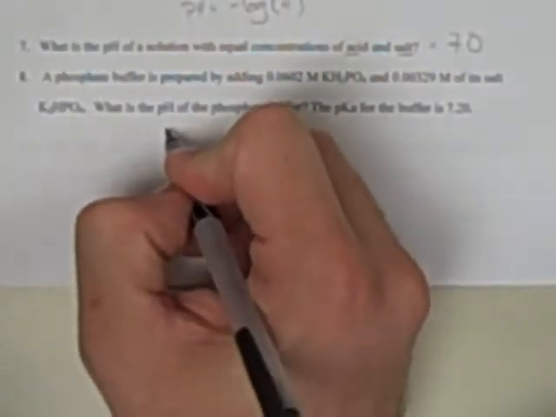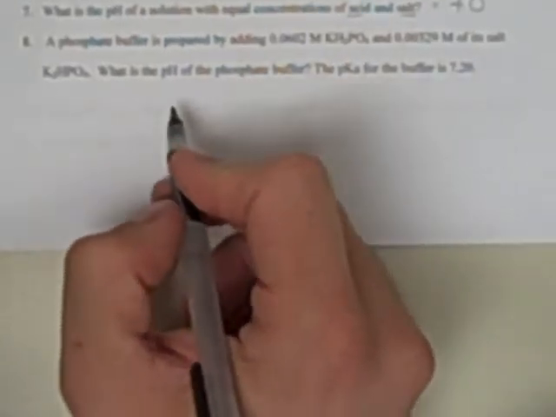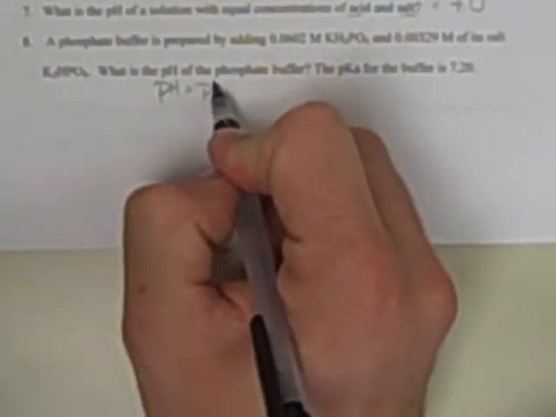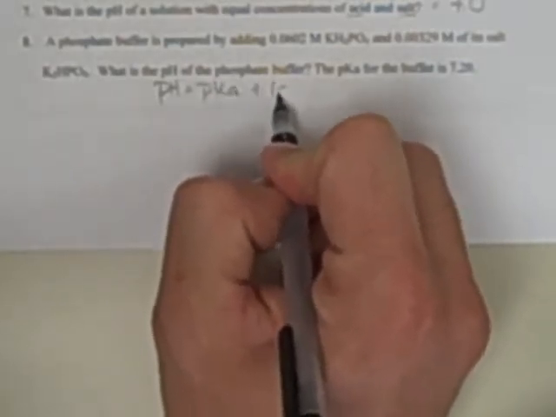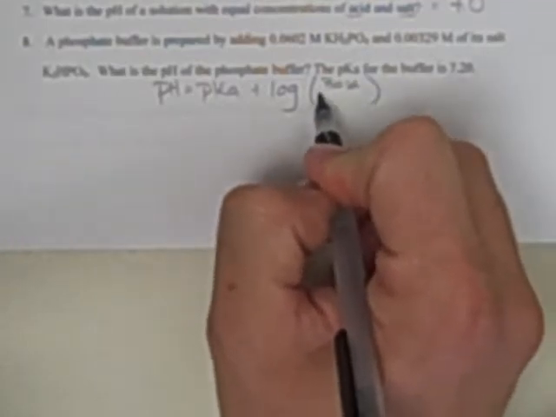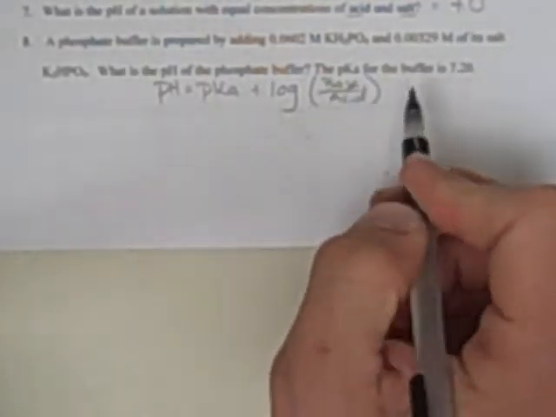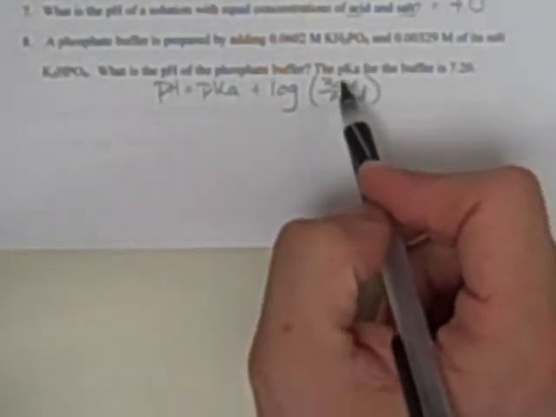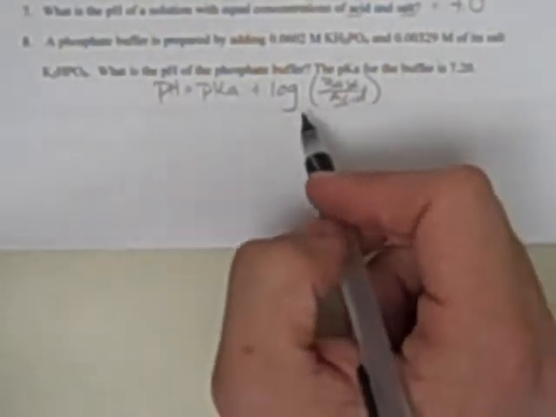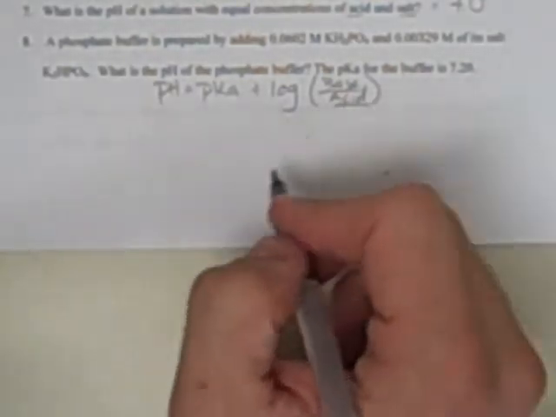So what this is asking me to use is what we call the Henderson-Hasselbalch equation, which is the pH is equal to the pKa plus the log of your base over your acid. Don't get this confused. If you flip that around, everything's going to be messed up. So I hate to be vulgar here, but the way I remember it is your acid is always on the bottom. So your acid is the one on the bottom.